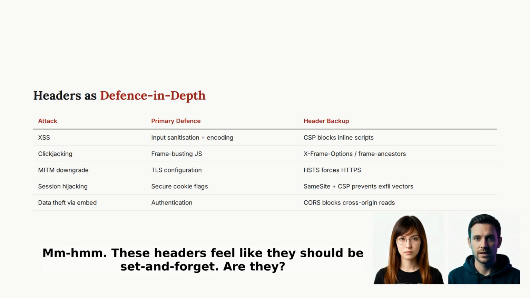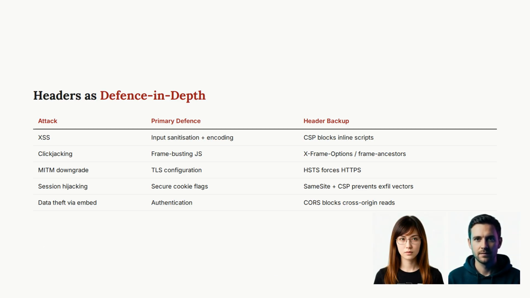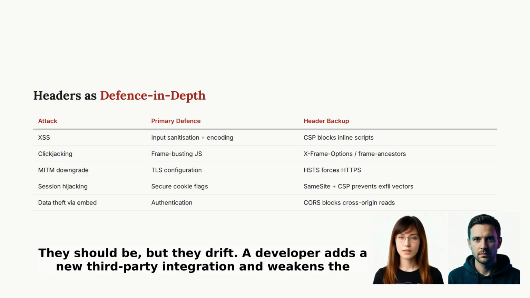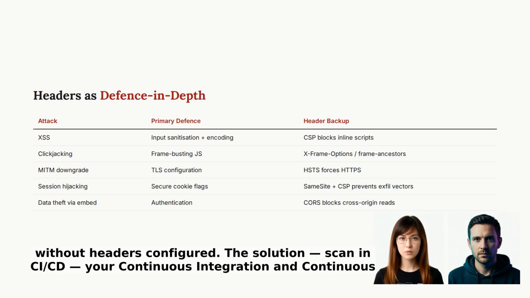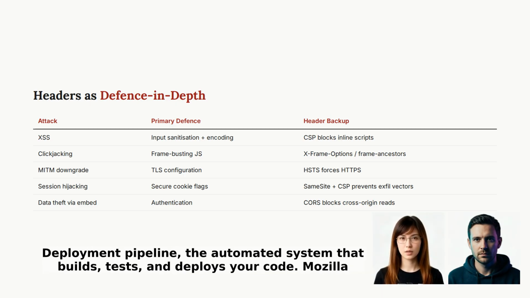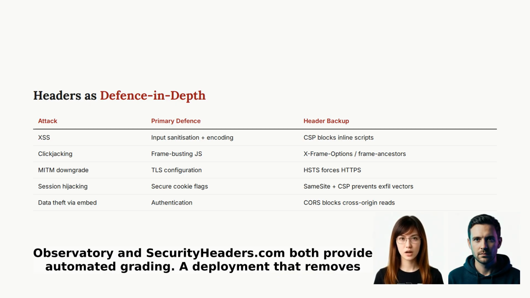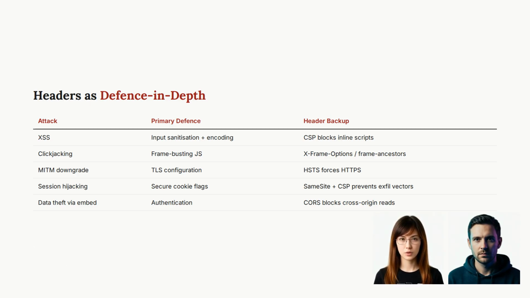These headers feel like they should be set and forget. Are they? They should be, but they drift. A developer adds a new third-party integration and weakens the CSP. Someone removes HSTS during debugging and forgets to restore it. A new subdomain launches without headers configured. The solution: scan in CI/CD, your continuous integration and continuous deployment pipeline, the automated system that builds, tests, and deploys your code. Mozilla Observatory and SecurityHeaders.com both provide automated grading. A deployment that removes a security header should fail the pipeline.